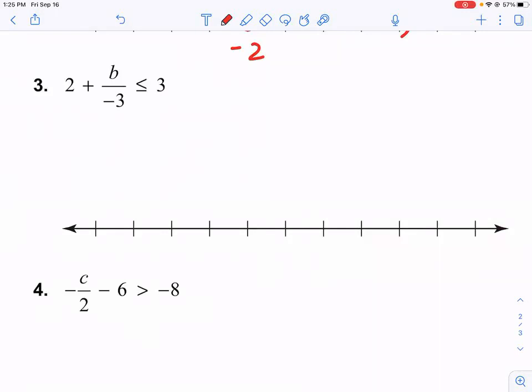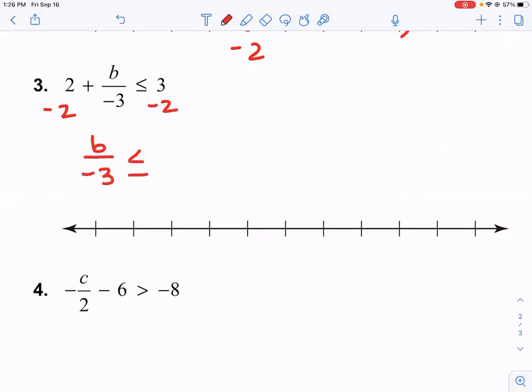2 would have won anyway. So 2 is being added to the entire fraction. So we need to get rid of the 2 before we can get rid of the -3. So we're going to subtract 2 to both sides.